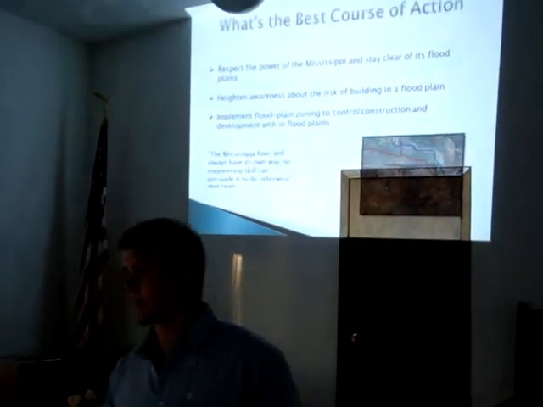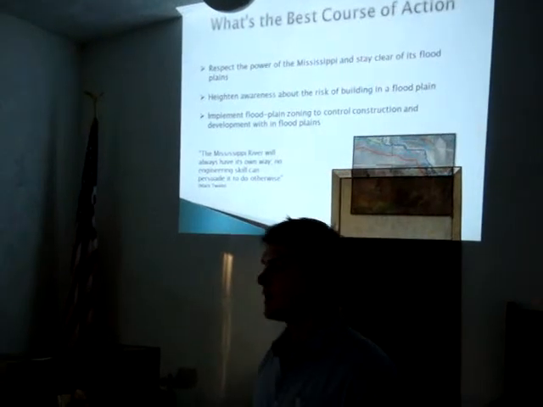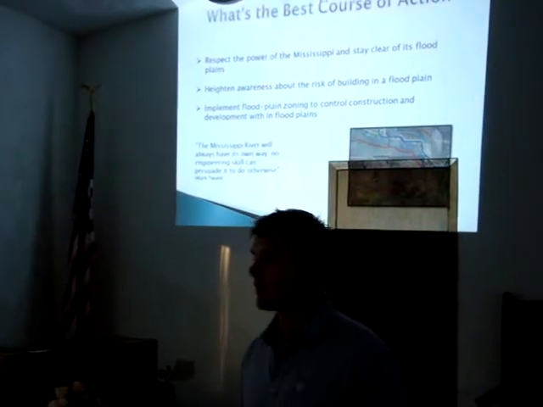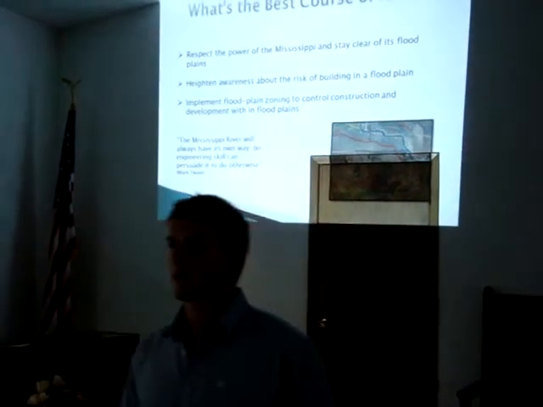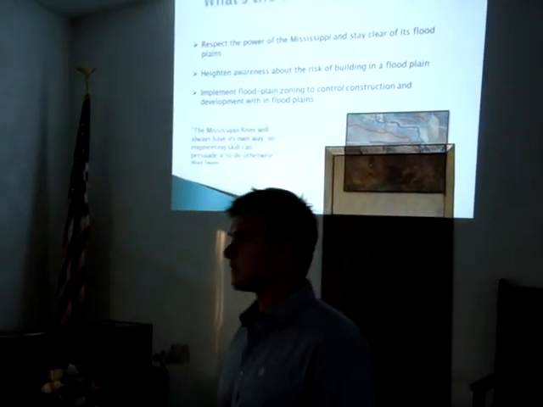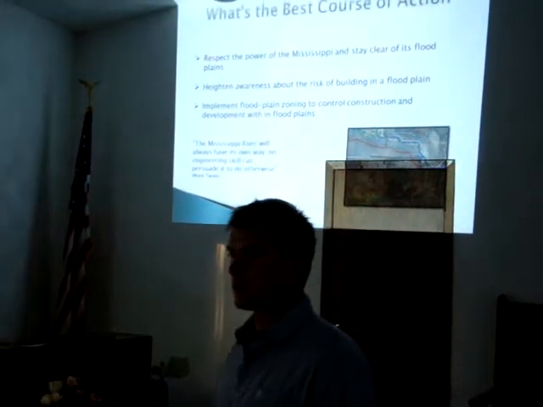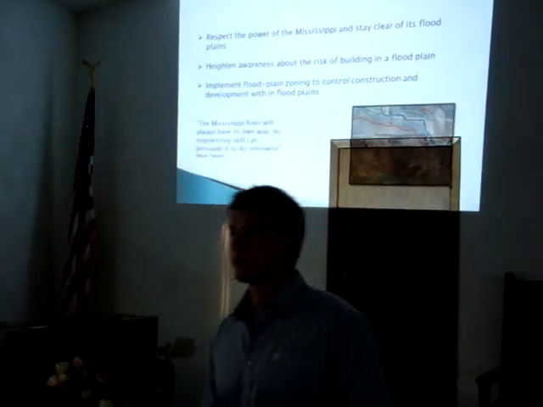So, what is the best course of action? To me, the simplest and the best course of action, and the cheapest, most certainly, is just respect the power, respect the river, respect nature. You know, I think sometimes people don't, and I think we need to heighten the awareness of the dangers of building in floodplains and what can happen. And I'd also like to see stricter laws on floodplain zoning to control construction within these floodplains.